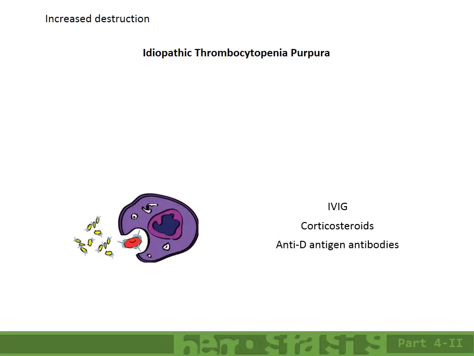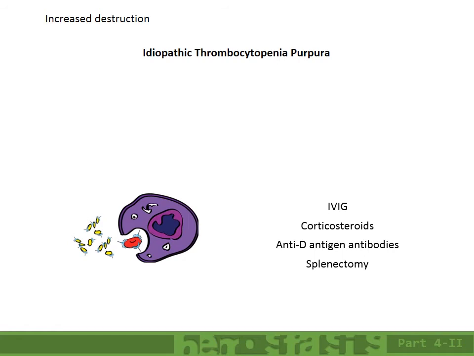Another treatment that can be used is the application of anti-D antigen antibodies. The methodology here is that we're sending antibodies against the D antigen on red blood cells, which will occupy the splenic macrophages so that they ignore the platelets. What we're doing here is in effect creating a mild, hopefully mild, autoimmune hemolytic anemia in the process of preventing thrombocytopenia.